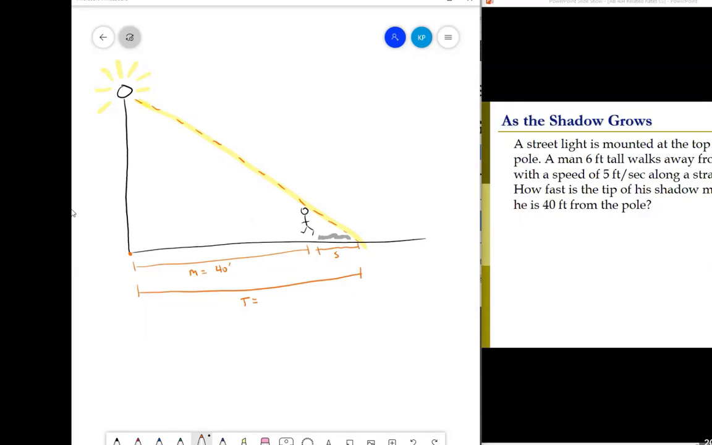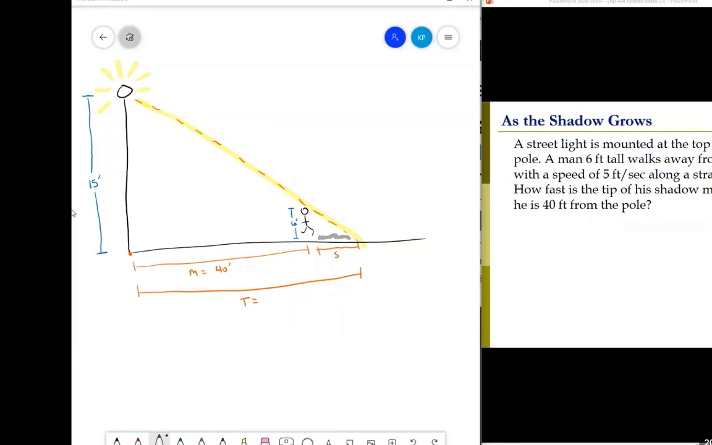Just given the information that we have, can we figure it out? What other information do they give us? Let's go ahead and start marking that. I do know that this man is 6 feet tall, and that's constant. I'm not going to give it a variable because that's constant. I also know that this light post is 15 feet tall, and that's also constant. That's not changing, that's staying the same. So I'm just going to go ahead and write 15 feet right there.